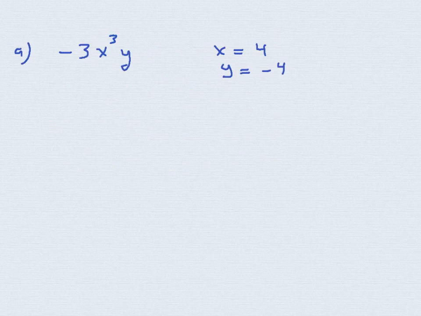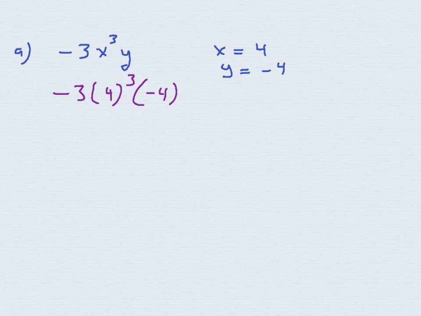Now, last two questions. I lied. Number 9 is I guess what you should call an evaluate question. We actually know the value of x and y, so to figure these questions out, you have to substitute. So this is where brackets and patience come into play. So we have minus 3 times the value of x, which is 4, cubed, times the value of y, which is minus 4.